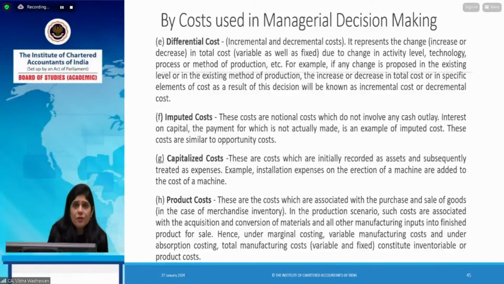So the change in the total cost due to change in the technology, or due to change in the method of production, or due to an increase in a specific element of cost, is called differential cost. If the cost is increasing, we call it incremental cost; if the cost is decreasing, we call it decremental cost. Both are differences in cost. Whether the cost goes from 10 to 12,000 or from 10 to 8,000, both are differential costs. 10 to 12 is incremental and 10 to 8 is decremental. Clear? But both are differential costs. So the change in the total cost due to change in the method of production, factors of production, element of cost or technology change is differential cost.